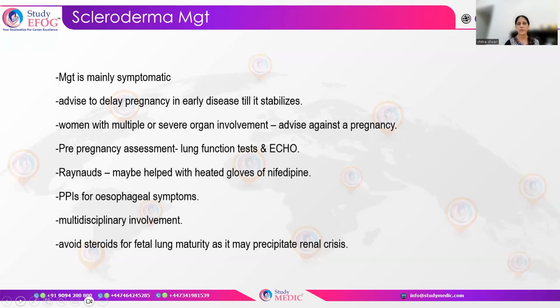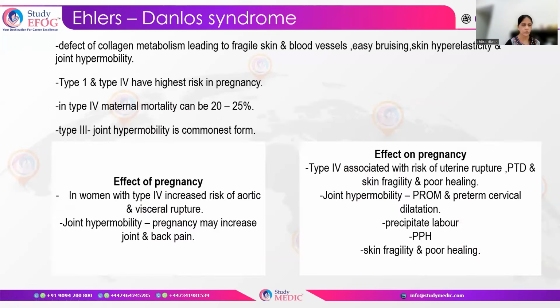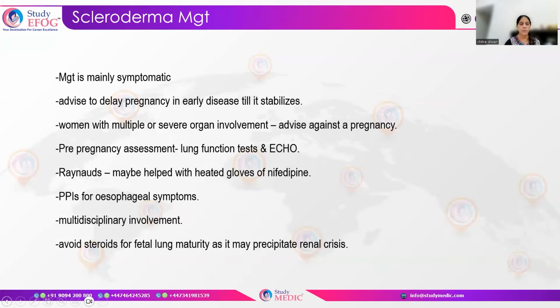For women who have Raynaud's disease, you can help them with heated gloves or nifedipine. For the esophageal symptoms, you can put them on proton pump inhibitors. Remember, it's a high-risk pregnancy, so there should be multidisciplinary involvement. The important thing is to avoid steroids for fetal lung maturation as you might precipitate a renal crisis.